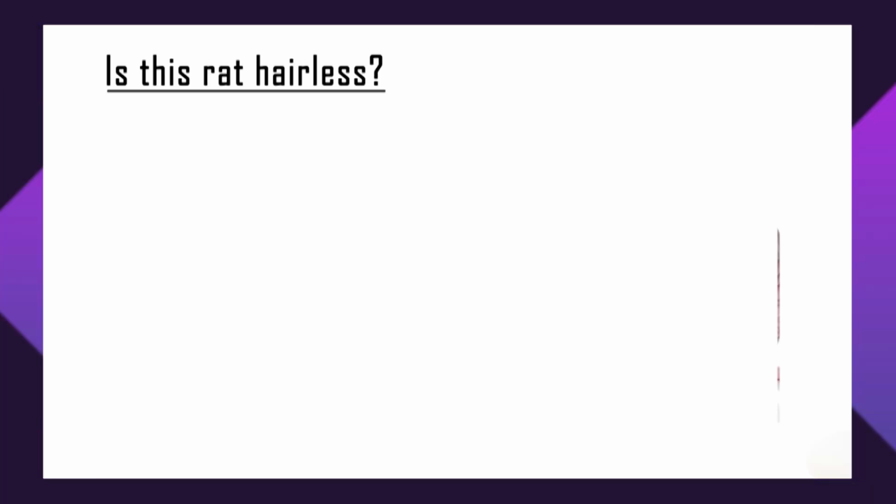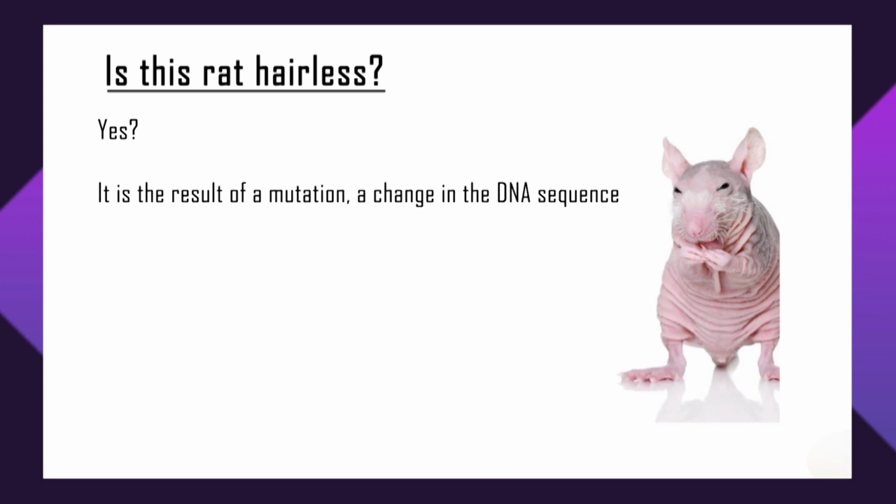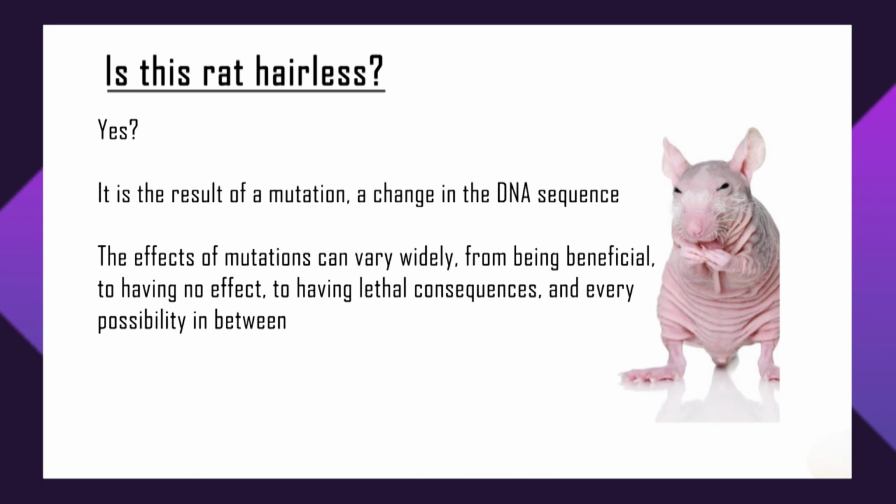This rat is hairless. You can see this rat. Does it look hairless? Yes. Why? It is the result of a mutation, a change in the DNA sequence. The effect of mutations can vary widely, from being beneficial to having no effect, to having lethal consequences, and every possibility in between.